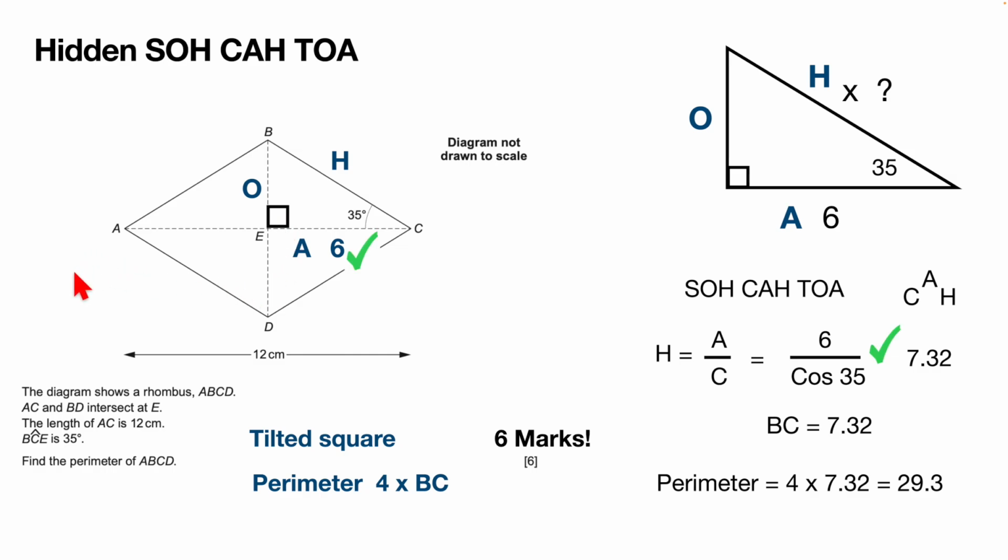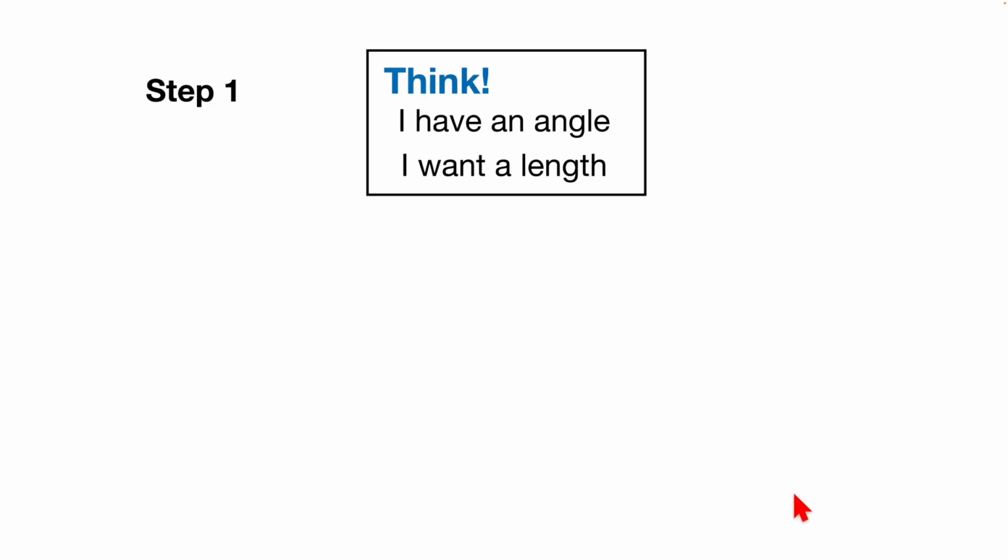And that gets you a mark. You get a mark for getting this, or you get 2 marks for getting that, 1 for calculating it properly, 1 for knowing you have to multiply it by 4, I suppose for knowing a rhombus is a tilted square, and 1 for the right answer, 6 marks. Beautiful.